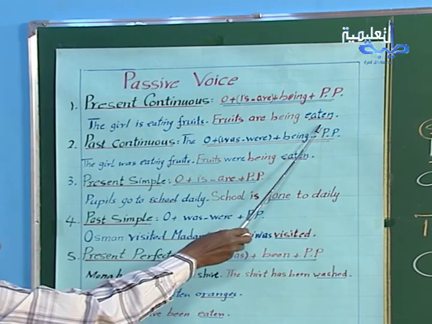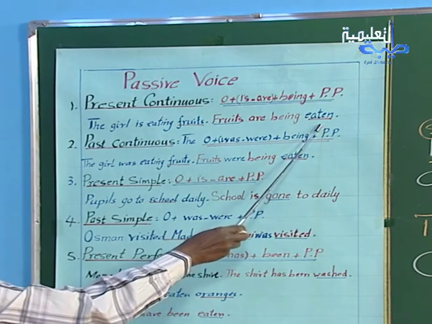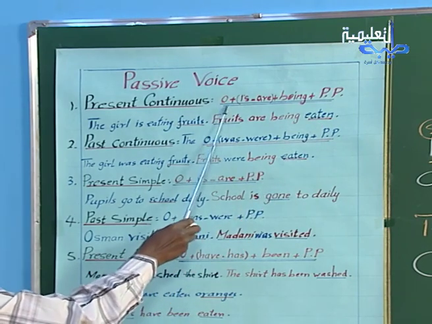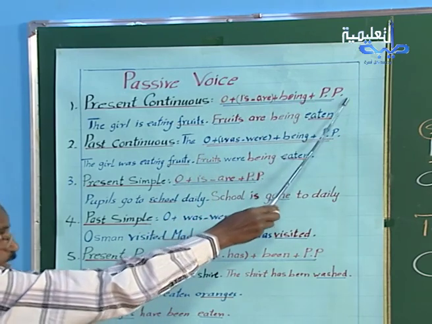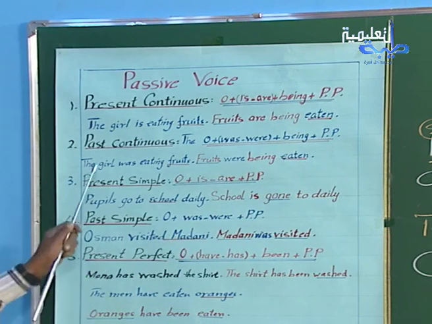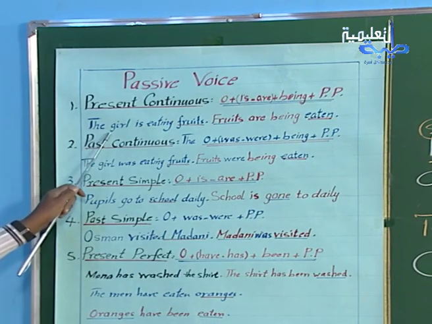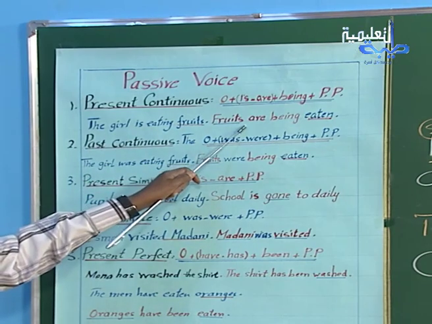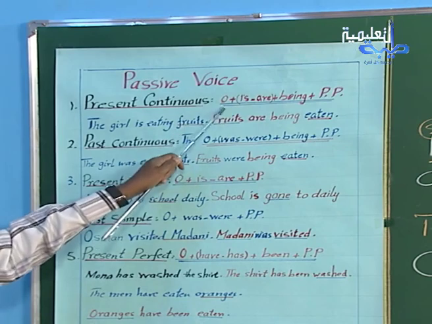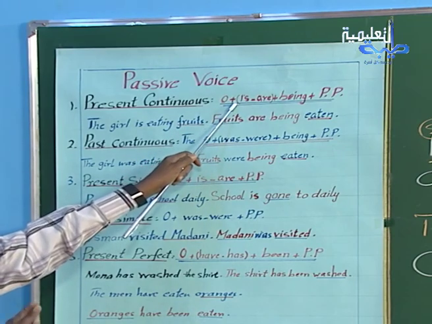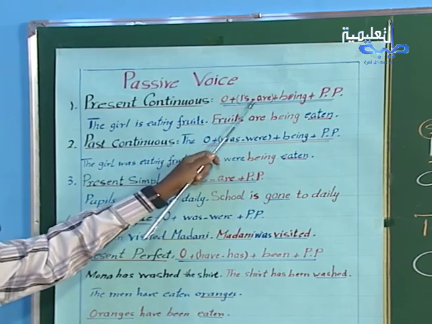And this is for the present continuous. For the present continuous, the rule: object plus is or are plus being plus past participle. Look here. You see, this is for the present continuous. You should keep the rule by heart, because when you keep the rule, you are going to write it correctly.